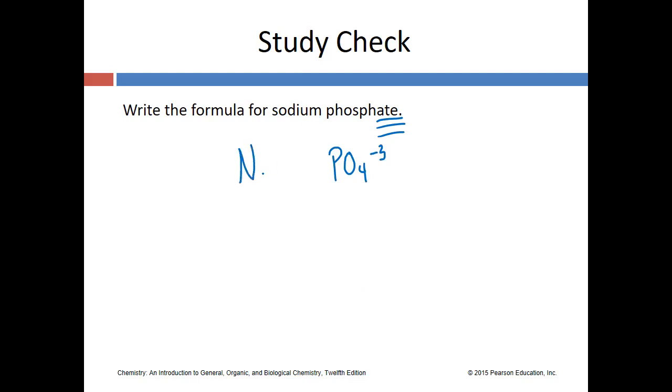Sodium, we should know already. Sodium is an alkali metal, group 1. It has 1 valence electron. It forms a +1 charge. So that's the charge that we're dealing with. Since the charges do not match, we're going to crisscross to figure out the subscripts. And so we end up with the formula sodium phosphate is Na3PO4.